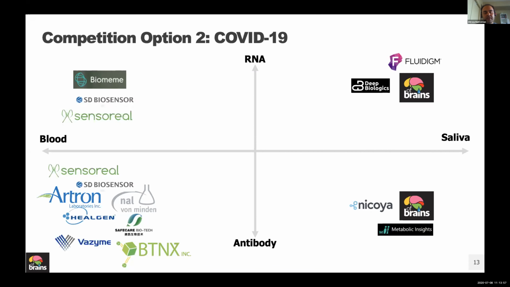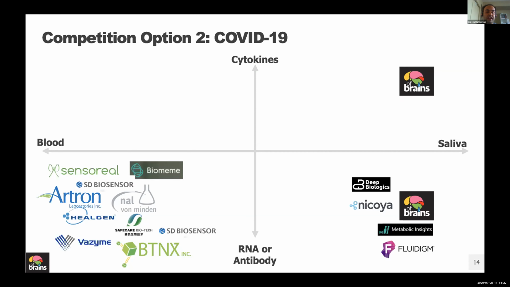Next slide, please. The competitors are different for different diseases. For COVID-19, there are a number of competitors who detect RNA or antibody or both of them in saliva and blood. We detect RNA and antibody, both of them, in the saliva, but we also detect cytokines. Next slide, please. We detect cytokines in the saliva, which makes us unique among other competitors.